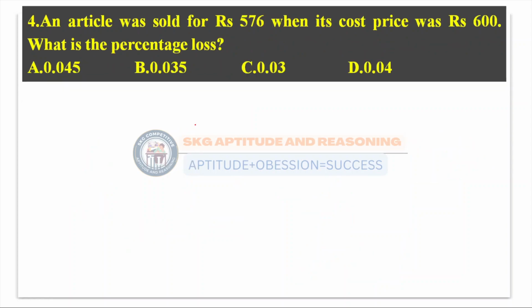And this will be the next question. An article was sold for 576 rupees. The SP is given as 576 rupees, and the cost price is given as 600 rupees. And what is the question asking? There is a loss. Why?